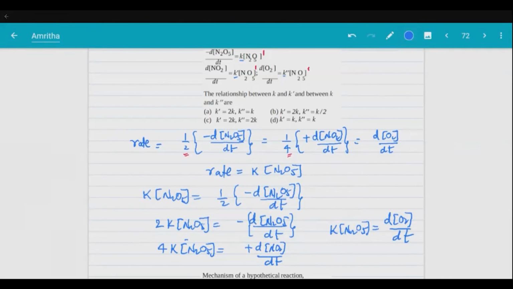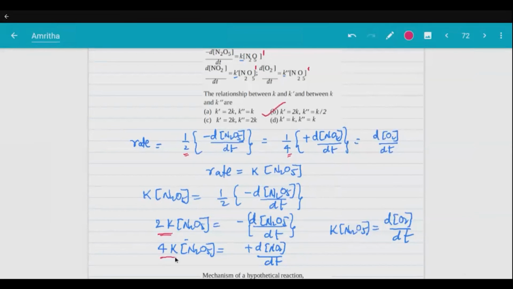K dash is equal to 2K. Yes, no doubt. Okay. But K double dash is equal to K by 2. Is it right? Yes, no? So option B should be the answer, no? Option B. Exactly option B. All right.